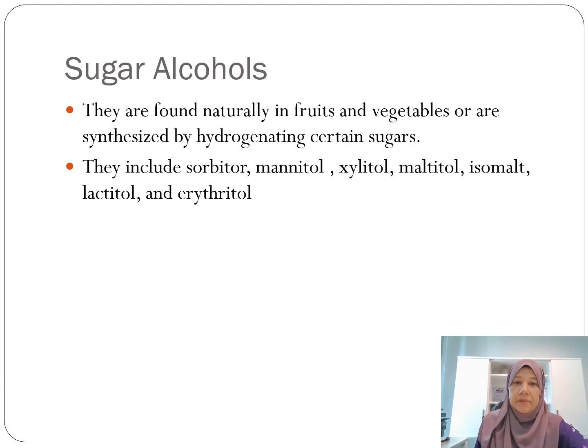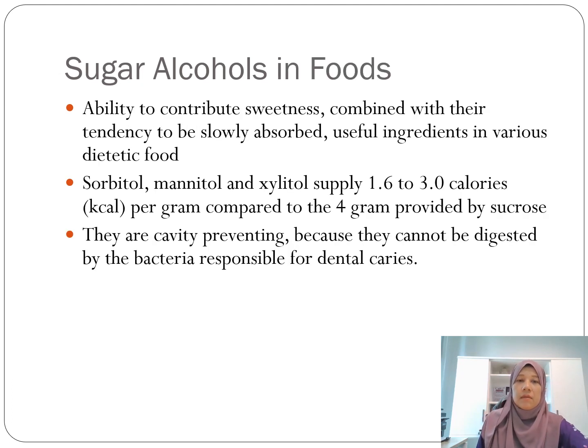So next we look at the sugar alcohol. Sugar alcohols are naturally found in fruits and vegetables, and also made from the hydrogenating process. A few names of the sugar alcohol are sorbitol, mannitol, xylitol, maltitol, isomalt, lactitol, and erythritol. So the sugar alcohol actually has a few properties or characteristics.